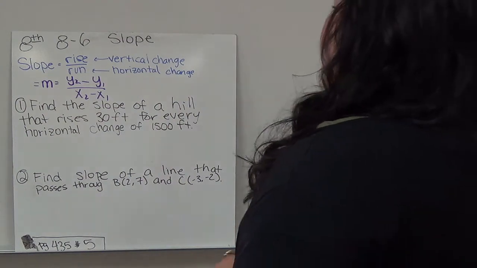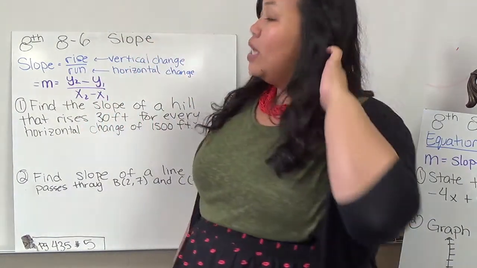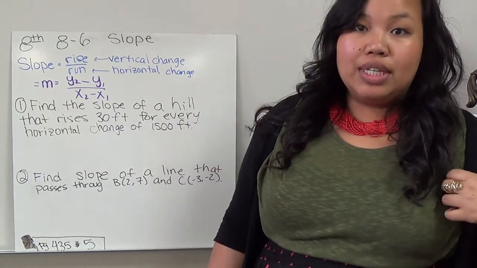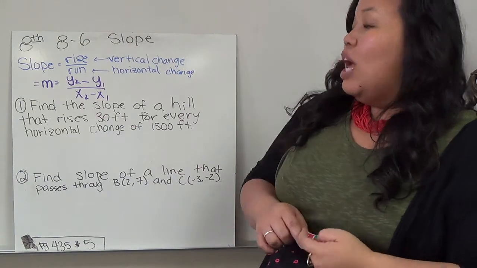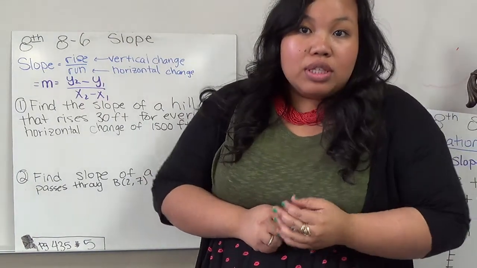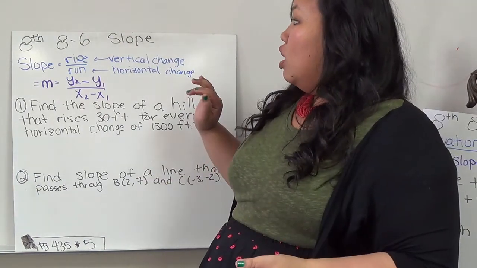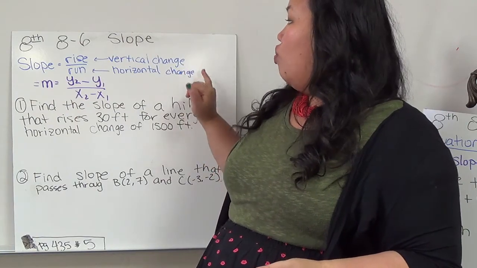In 8th grade, section 8.6, we're dealing with slope. Now, slope is very similar to the rate of change that you did in section 8.4, but this time you can find it between any points, and it's the same thing, vertical change over horizontal change.